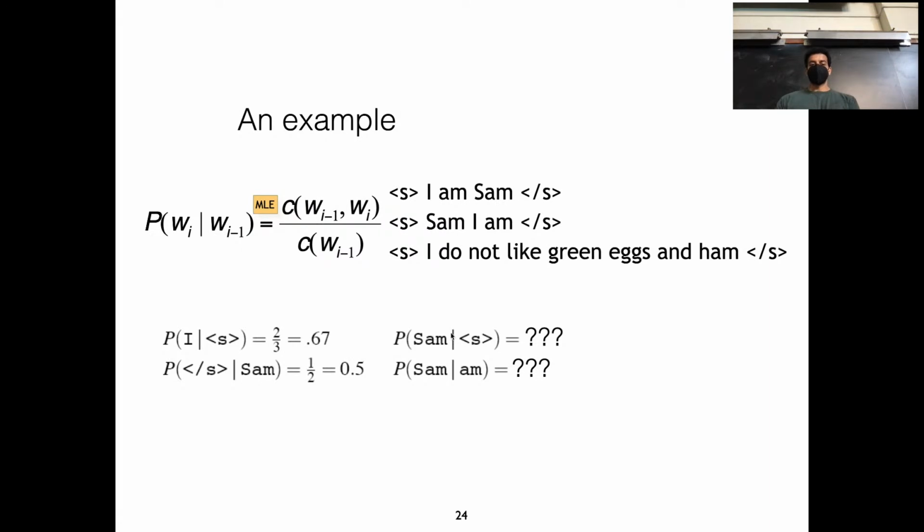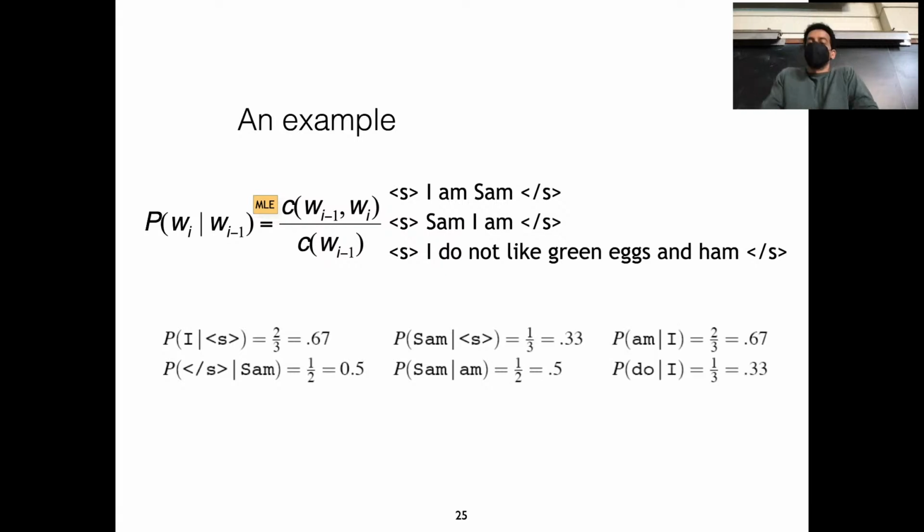Let's do an exercise. What is the probability of Sam given the start of sequence symbol? What's that? Okay. I assume everyone said 1/3. It is hard to hear.